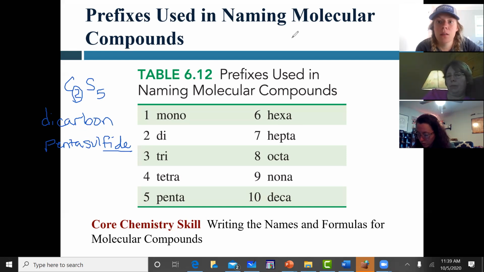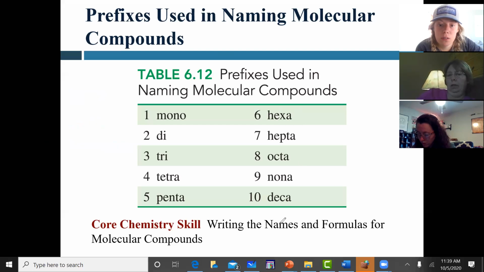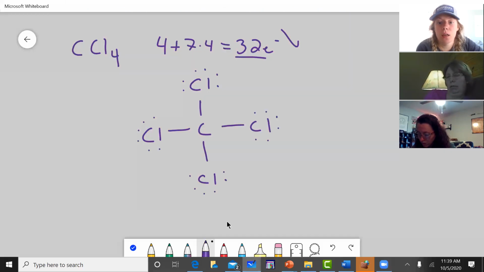I hate using the annotation thing here. So I'm going to go over to our whiteboard and we'll do a couple of these. So mono, di, tri, tetra, penta, hexa, hepta, octa, nona, deca. Okay.